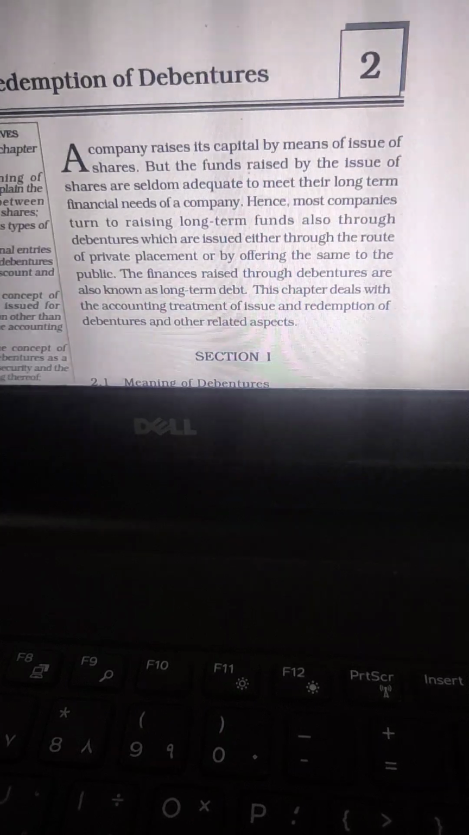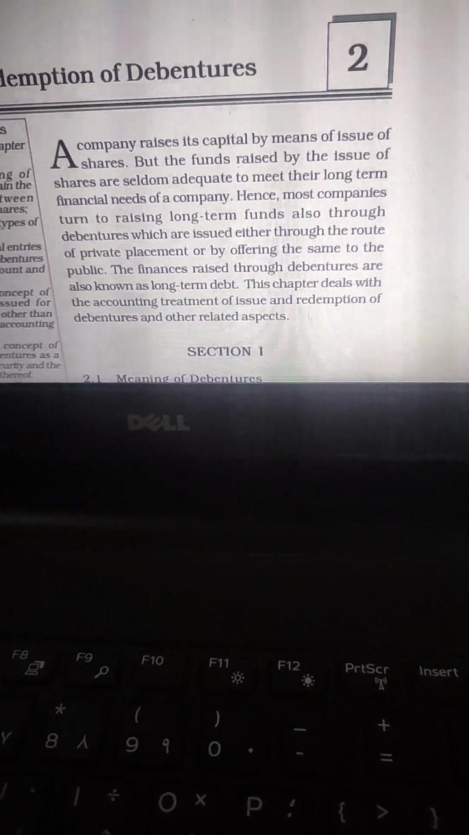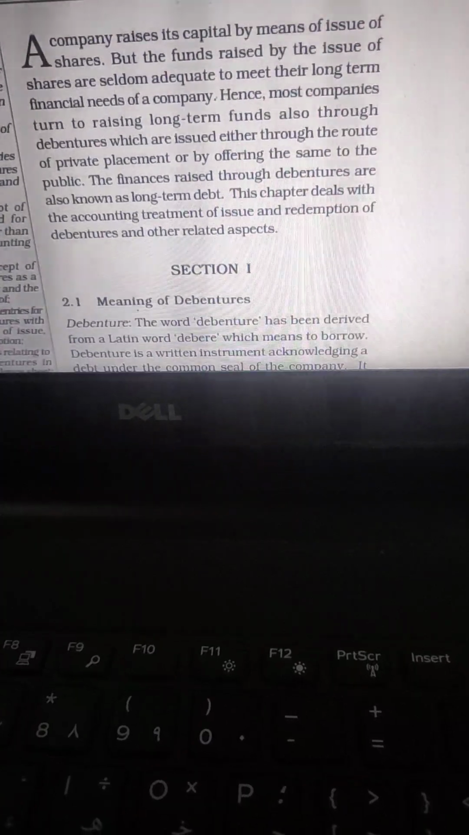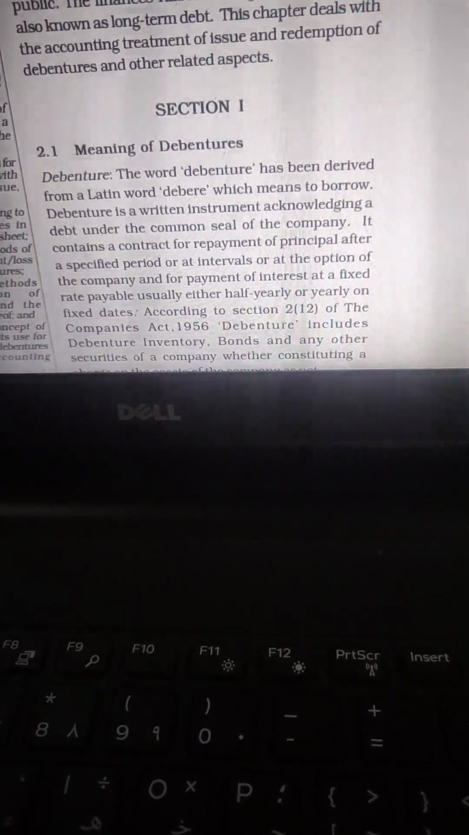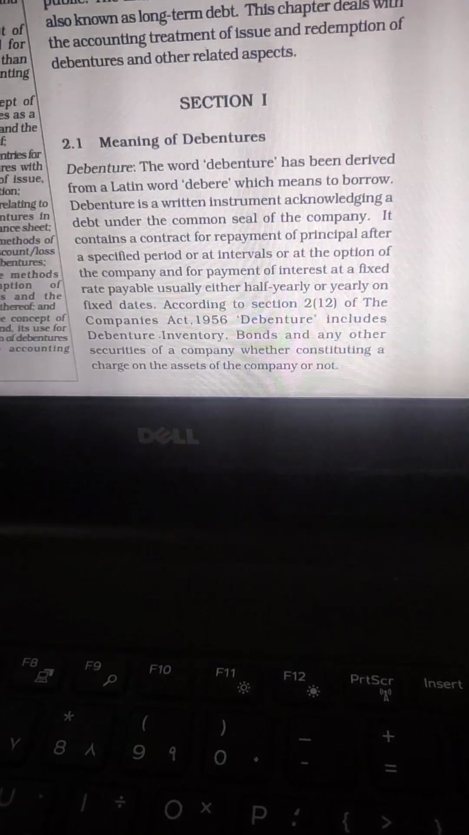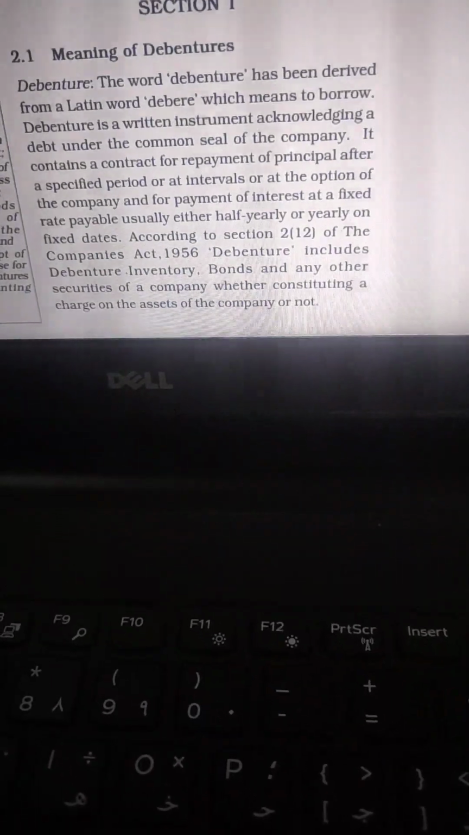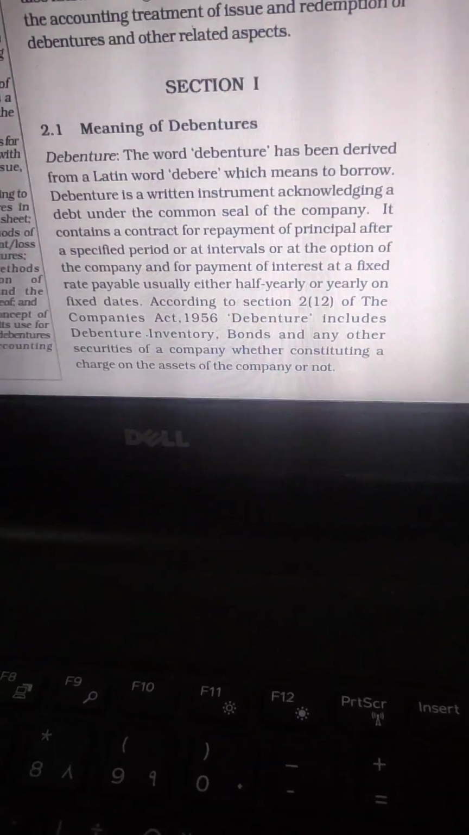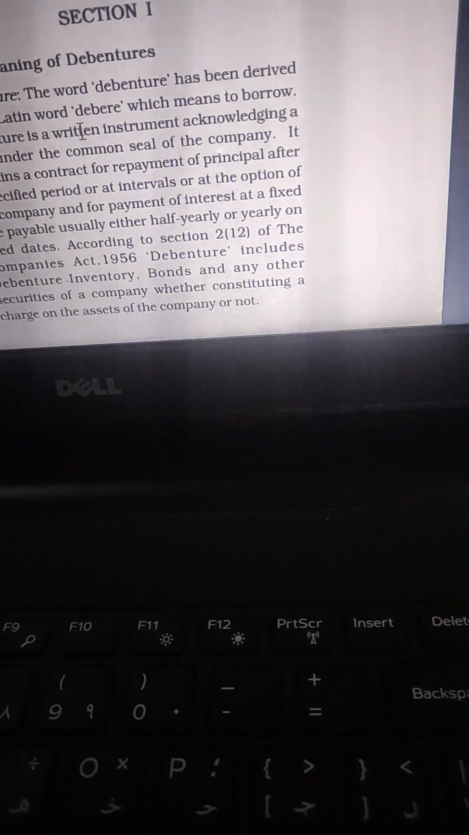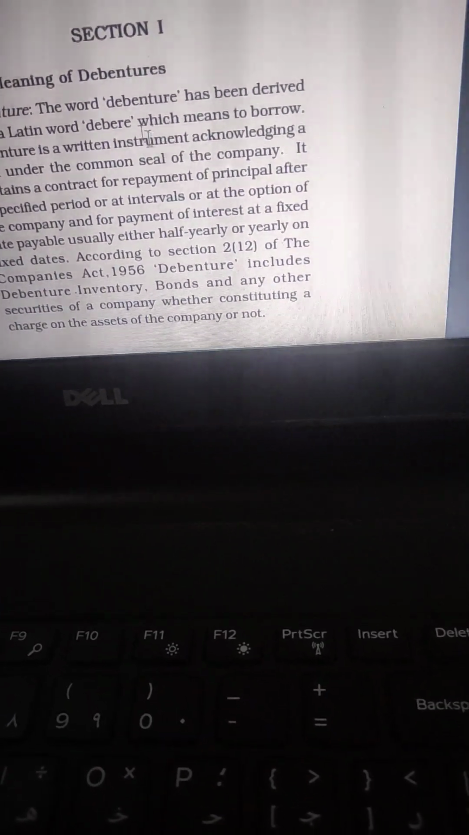That is part 2 of plus 2 accountancy, issue and redemption of debentures. First of all, we will check what is meant by debenture. The word debenture has been derived from the Latin word debere, which means to borrow.